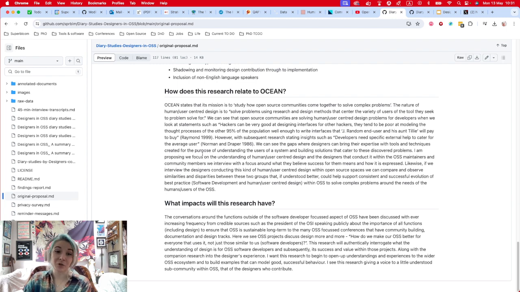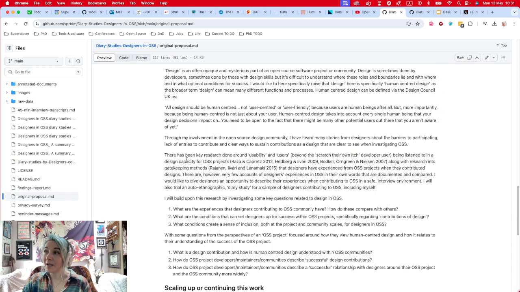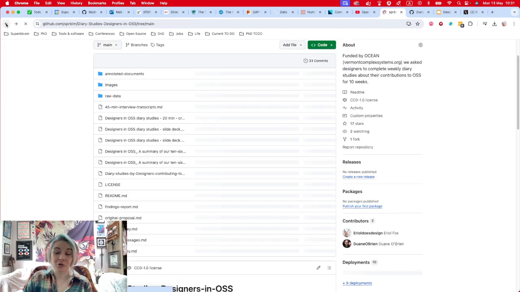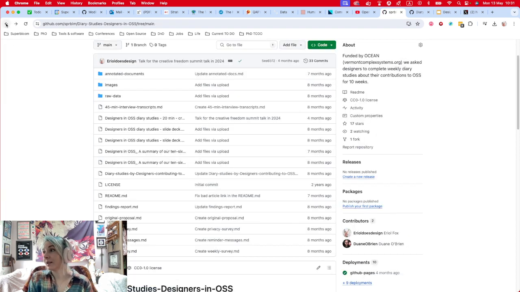The things that might be interesting to people looking to fund similar work are how the research relates and what impact the research has, and some of the proposal details about making sure that we are doing research with designers that are contributing to open source software.